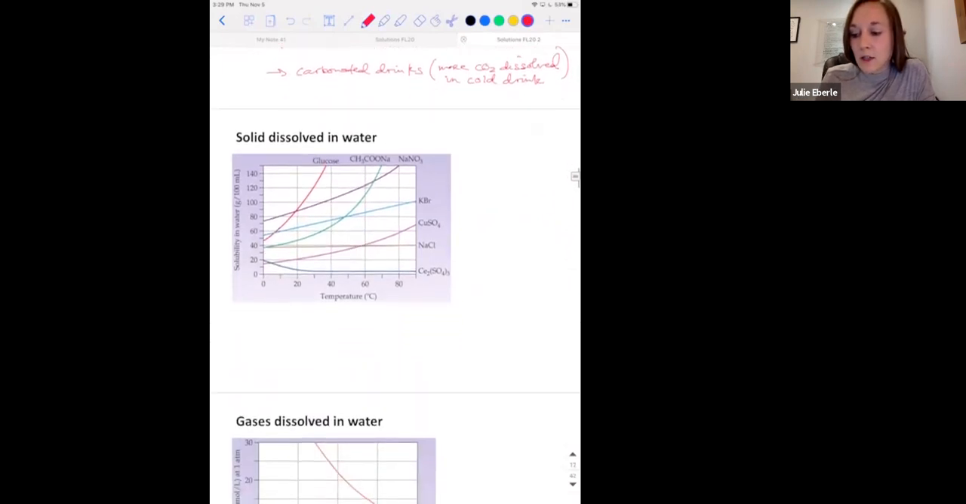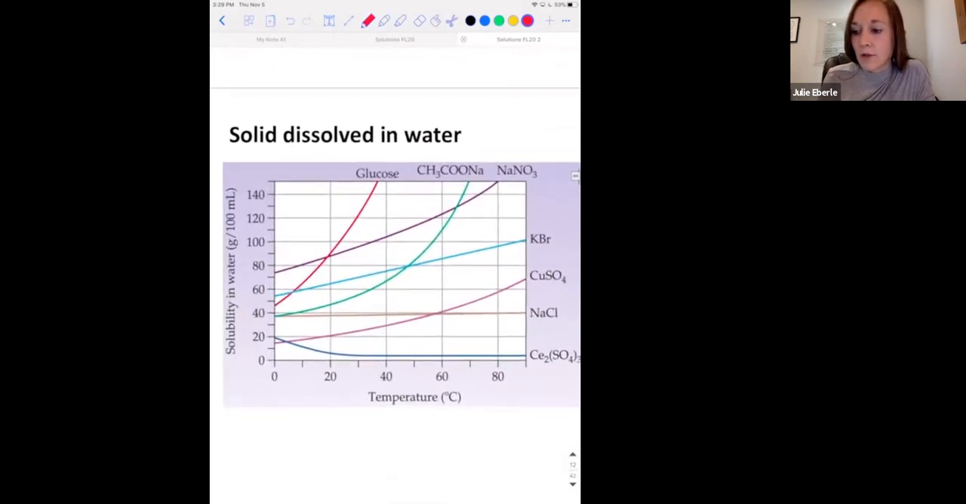All right, these are just graphical representations, these next two slides, of exactly what we talked about. Okay, so this is exactly what we talked about, just represented on a graph. Solid dissolved in water. We have many different solids here. Glucose, which is sugar. Sodium nitrate, I don't even know how to pronounce that actually. KBr, potassium bromide, copper sulfate, sodium chloride. And what you see for the most part, you have a few anomalies down here. Their solubility doesn't necessarily increase as you increase temperature, but the x-axis is temperature.